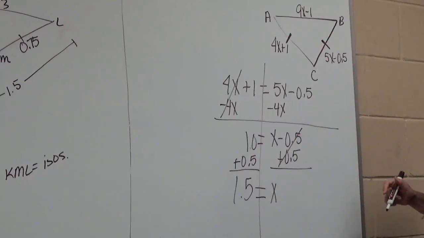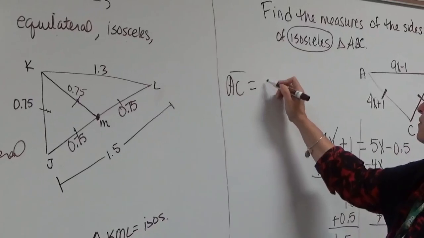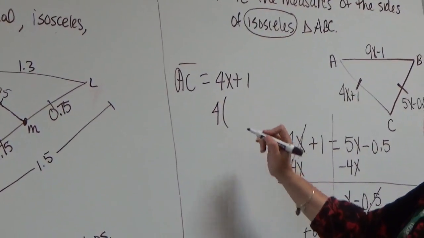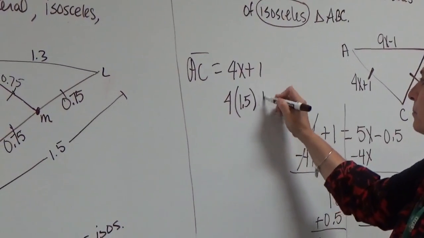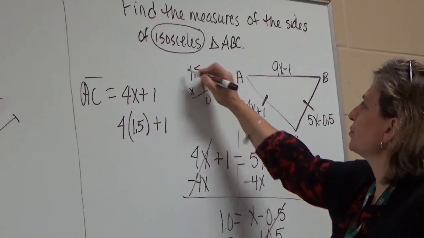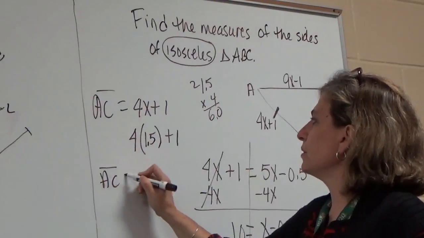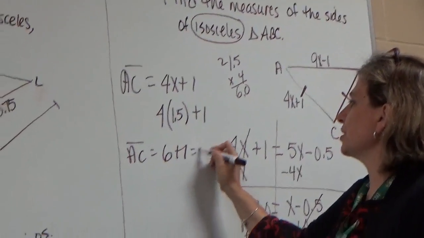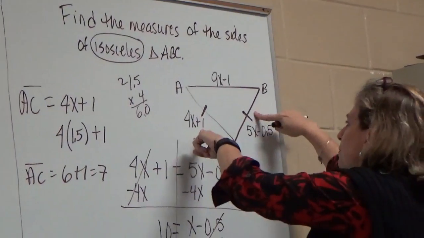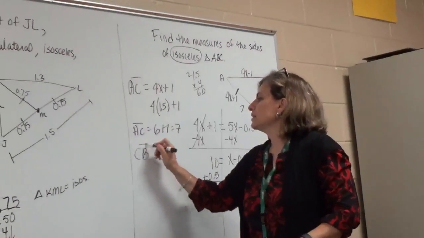And I know these two sides are equal. So let's do side AC first. So AC equals 4x plus 1. But I know 4 times x is 4 times 1.5 plus 1. So I'm going to do 1.5 times 4. And I get 6. So AC equals 6 plus 1, which equals 7. So I know this side is 7. Well, if I know that side's 7, these two are equal, it's isosceles, I know that CB is also 7. So that's easy. CB is 7.